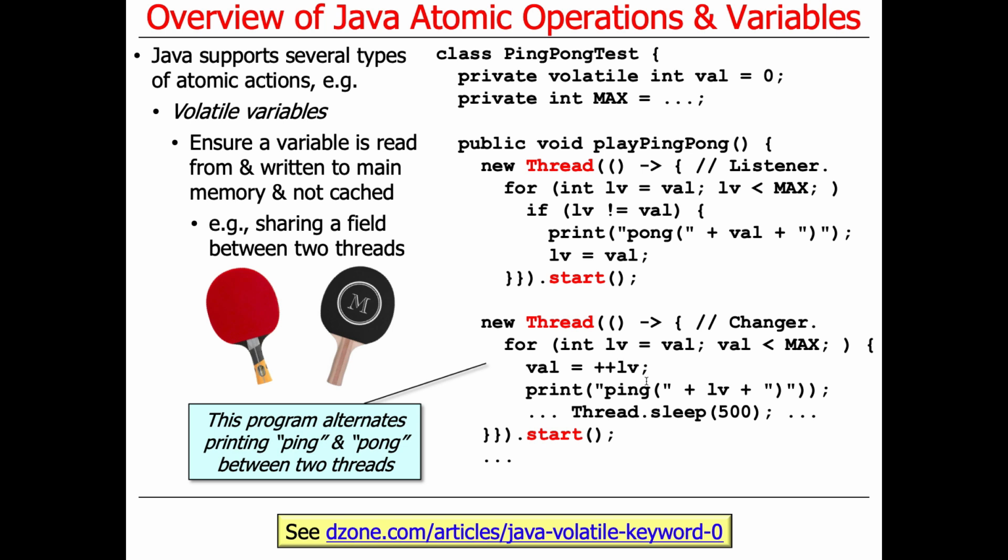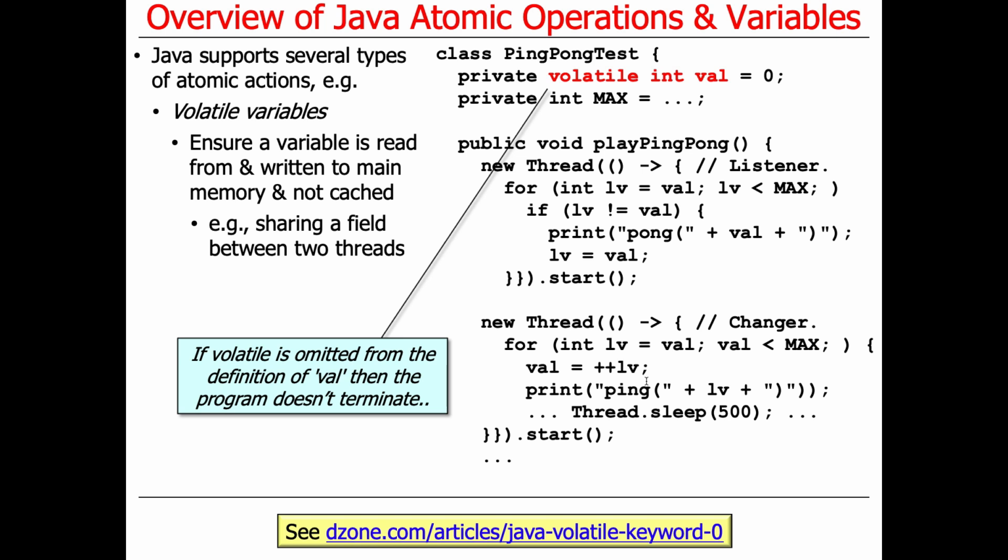Here's an example, sharing a field between 2 threads. So you can read more about this example here. This is a very simple program that alternates printing ping and pong between 2 threads. You notice we have 2 threads. This thread, let's call it T1, and this thread, let's call it T2. We start them, so they're both going to run, and it's got some code that's going on there. If you omit the volatile type qualifier, that's the fancy name for that, then this program may never stop.